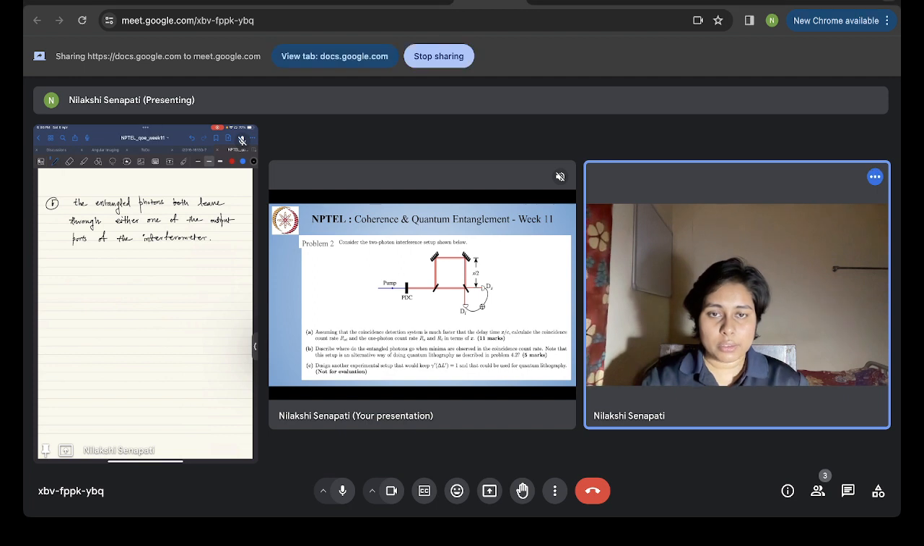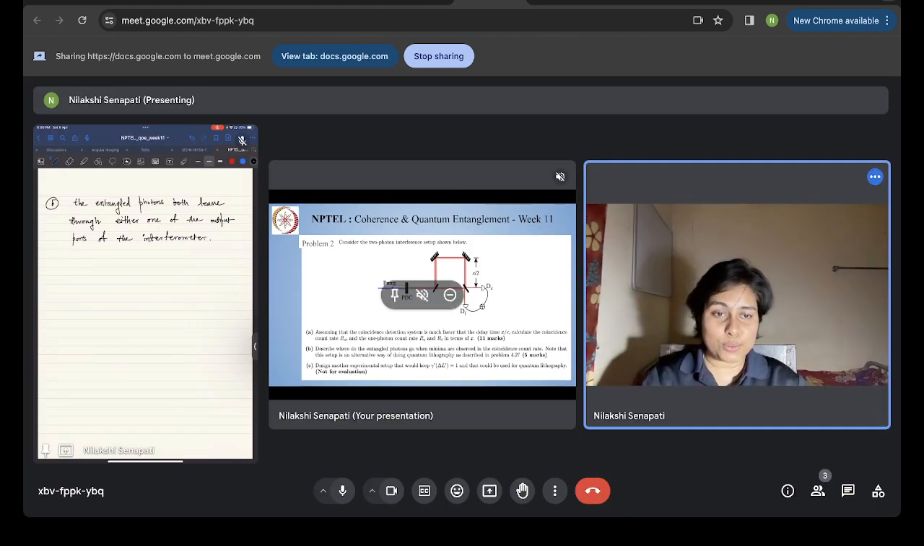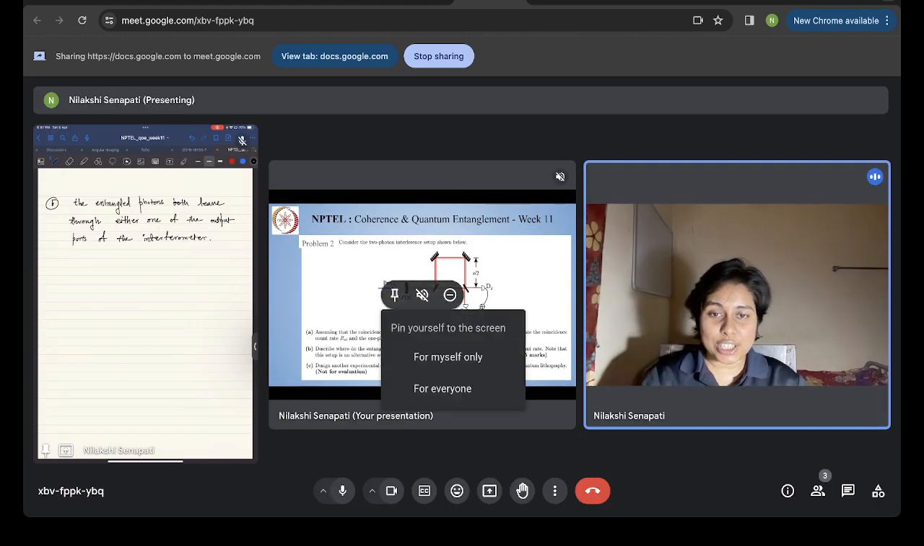Okay, so that was the question, and this is the answer. And part C, it is saying design another experimental setup that would keep gamma dash till L dash 1 and that can be used for quantum lithography. You guys please try it by yourself, but I can say that it will be by using a prism. So you can take some time. Again, I will give some time to find out this very interesting problem and do it by yourself.